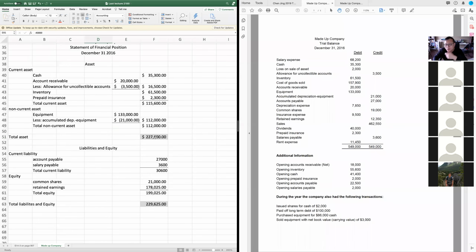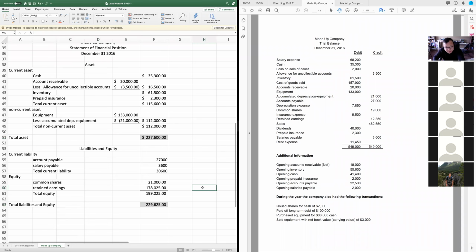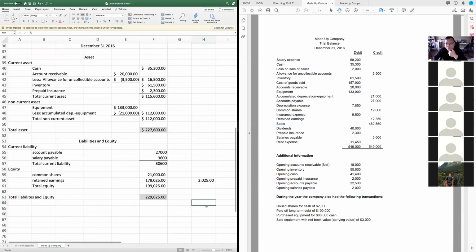Okay, so we are closer now. See? 227,600, 229,625. So what's the difference? This minus this. So 2,025. So where did I miss that 2,025? 4,050, 4,050.